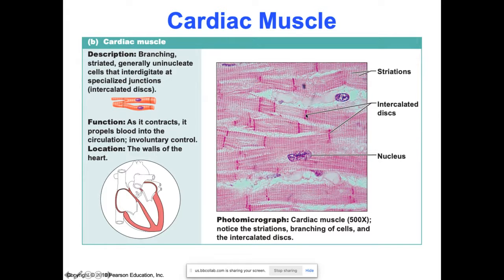And all intercalated discs is the junction or union where this heart cell and this heart cell unite, where they come together. That's all it is. Where the two cells come together, it's called an intercalated disc. And the type of junction that's in between here is called a gap junction. Gap junctions are used wherever we need fast, rapid forms of communication between one cell and another cell.